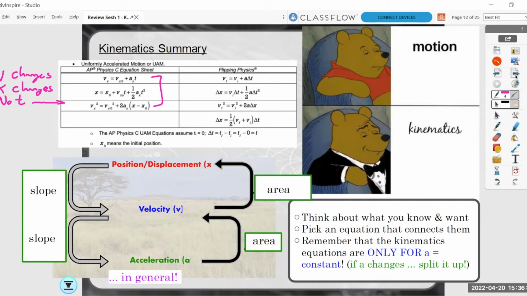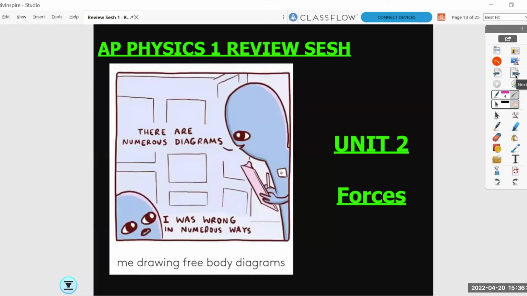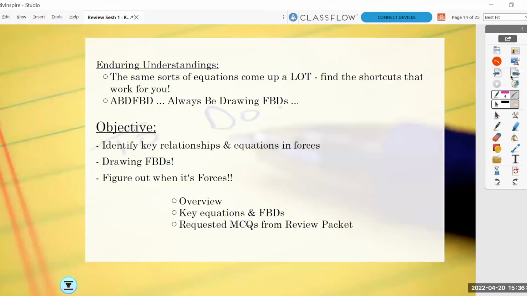Let's turn our attention then in the second half here to forces. Forces, or dynamics as it's called, is a really important subject as well. Lots of free body diagrams and things like this. So as we did for kinematics, let's talk about some things that come up a lot and how to identify some of these key things. Just like I said for kinematics, the same kinds of equations come up over and over again. We see some patterns develop, and it's always good to exploit those patterns to find yourself some shortcuts if they work for you.